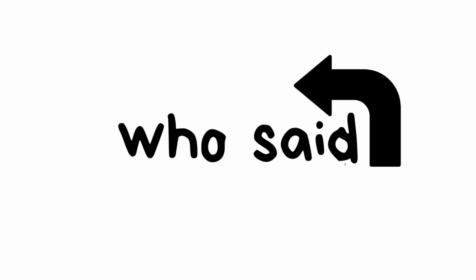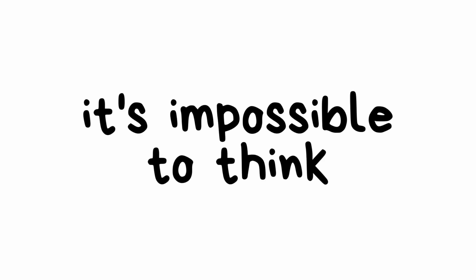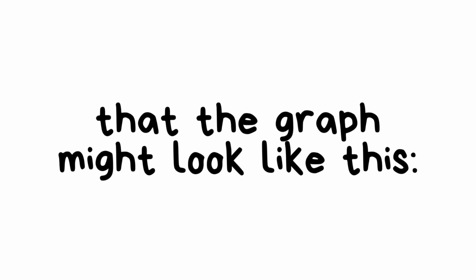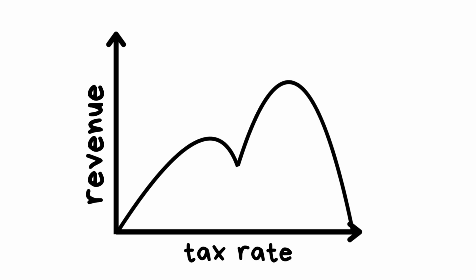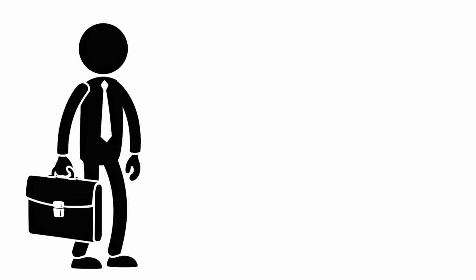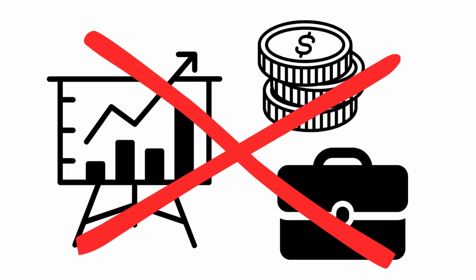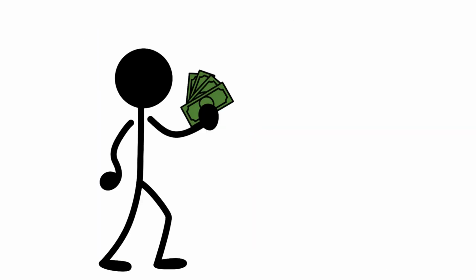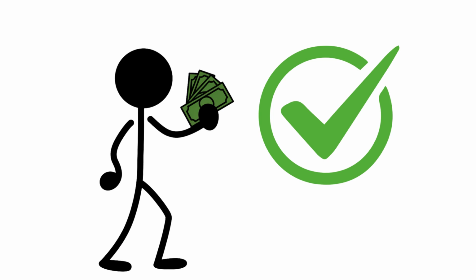But who said that the curve has to have only one turning point? Nothing suggests it's impossible that the graph might look like this, where after increasing the tax rate from 40 to 50%, revenue might decrease. But further tax increases could then increase revenue. This is because people affected by the tax hikes might have already moved to the grey market or stopped business activity, leaving only those who will pay the taxes regardless.